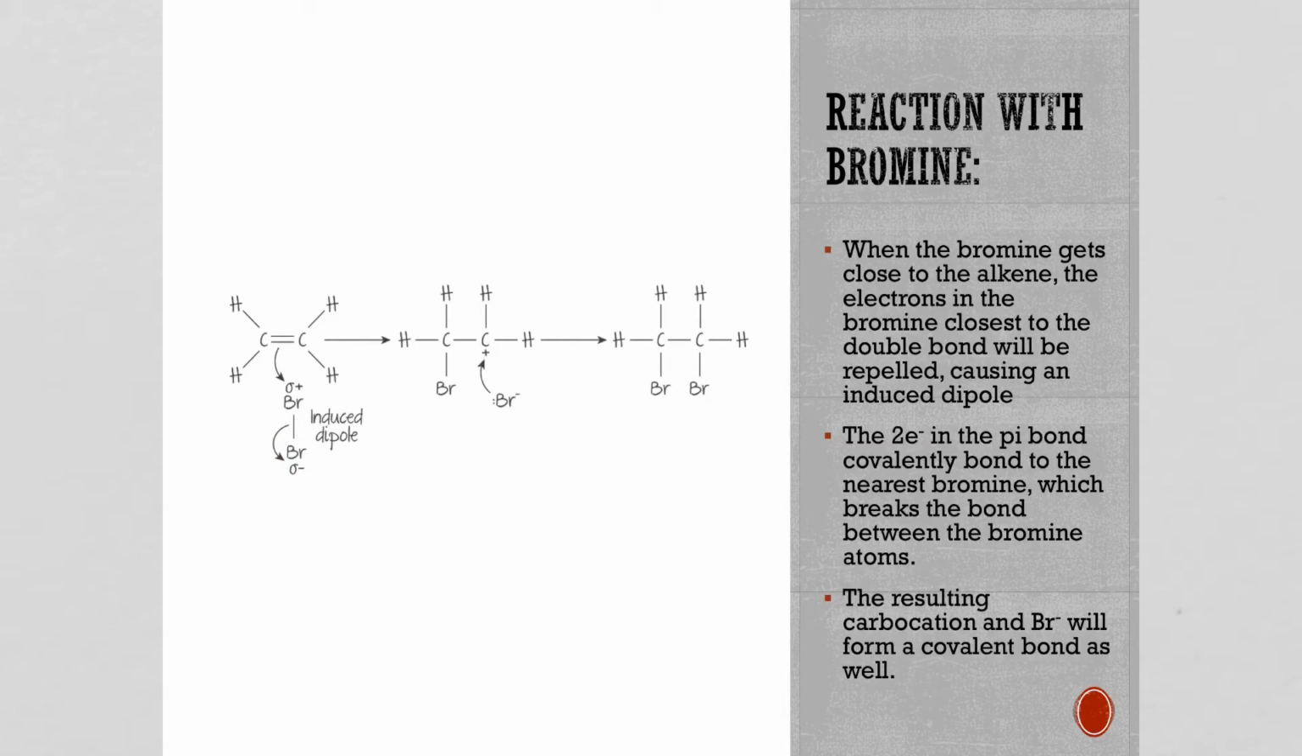So you end up with a carbocation and the bromide ion, and they will form a covalent bond with each other as well. So you'll end up with one replacing, and then the second one will come in and combine with the carbocation. So when you're reacting with a halogen molecule, you'll end up with two halogens being added across the double bond. So you'll have, in this example, 1,2-dibromoethane.